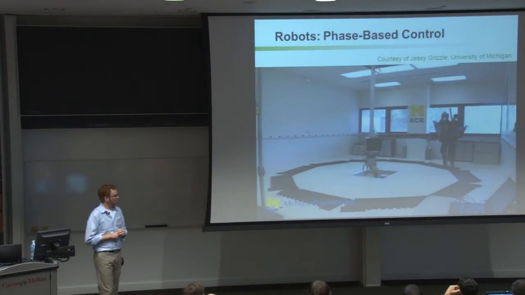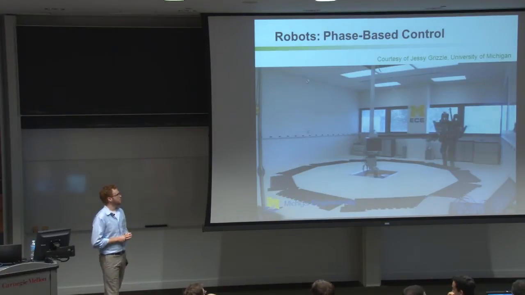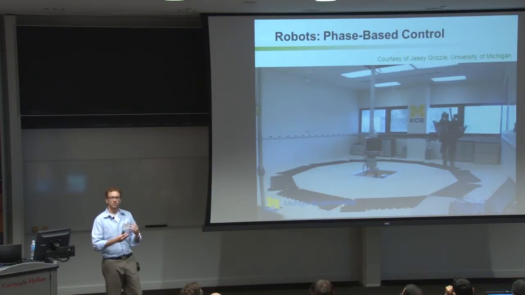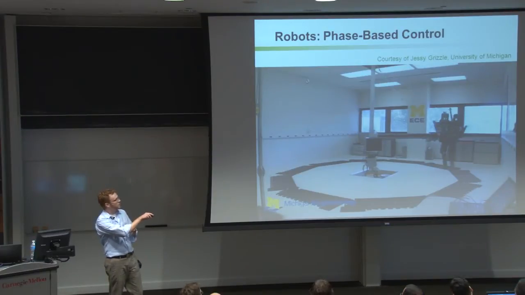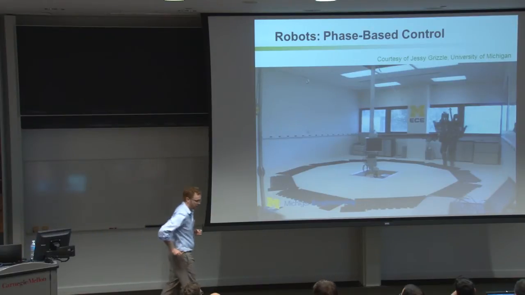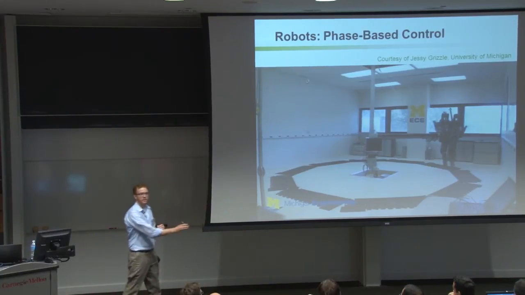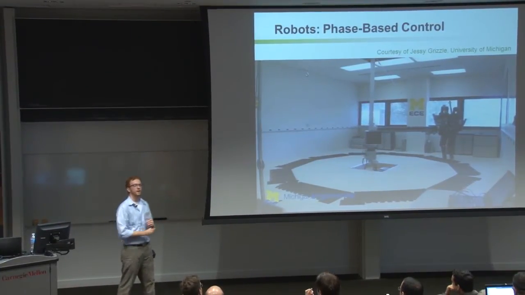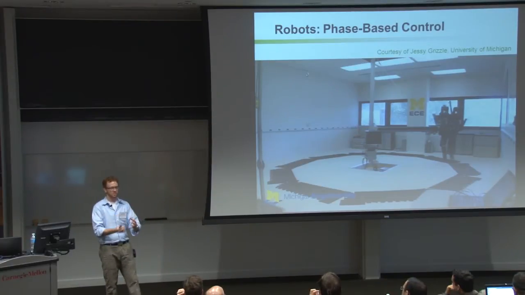Not too long ago, Jesse Grizzle, here in the audience, did some great work where he implemented a control strategy on a walking robot, Mabel here, which was developed also by Jonathan Hurst, that uses a physical embodiment of phase of the gait cycle. What I mean by that is that Mabel is continuously measuring her hip position relative to the foot. As she walks forward, the hip is moving forward in a monotonic fashion, and by measuring that hip position, the robot knows where it is in the gait cycle, and then it can control the joint patterns accordingly. So it's a physical variable that it's measuring that parameterizes where it is in the gait cycle.